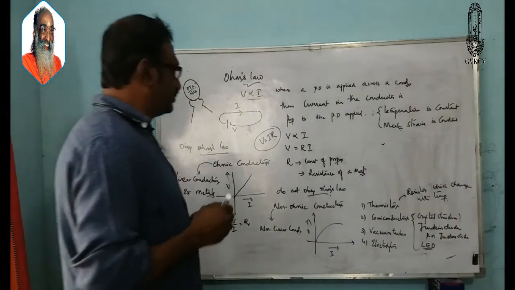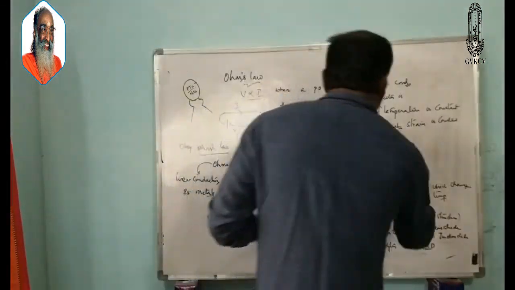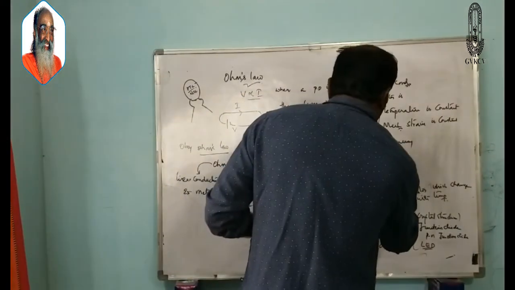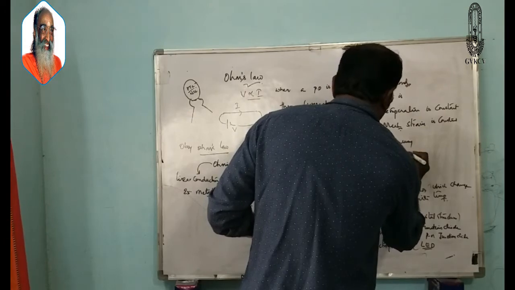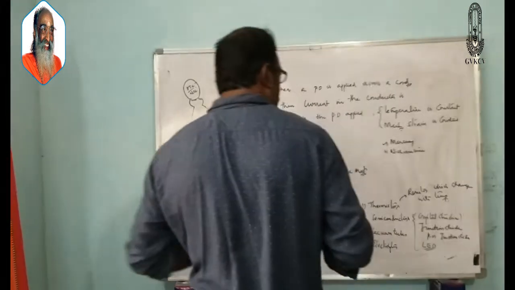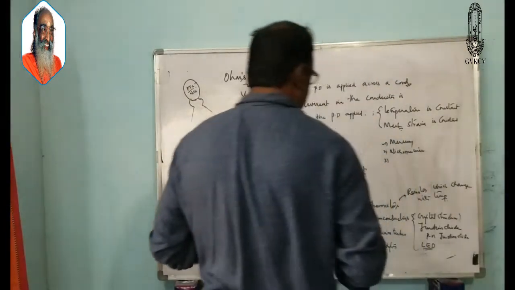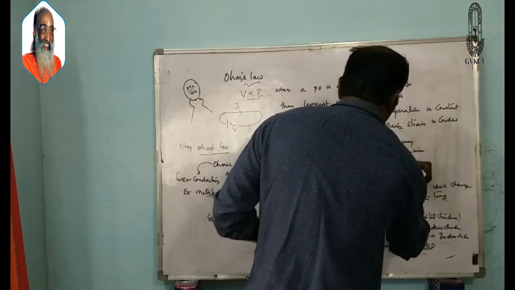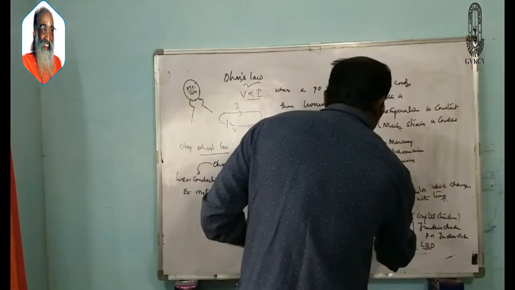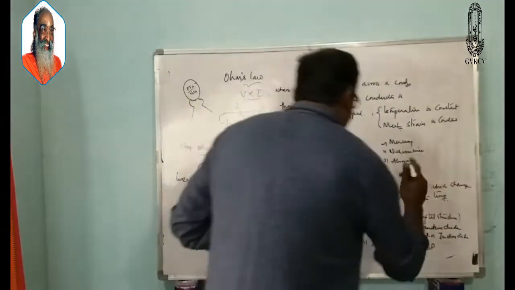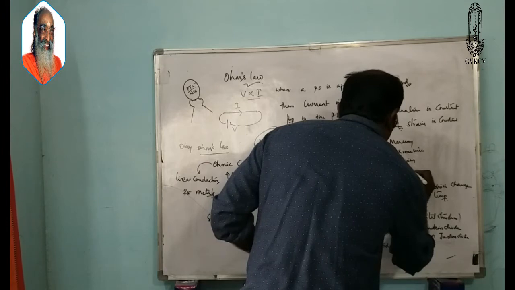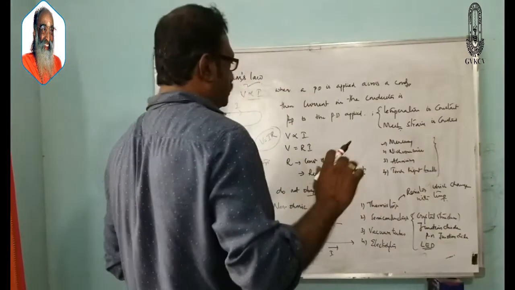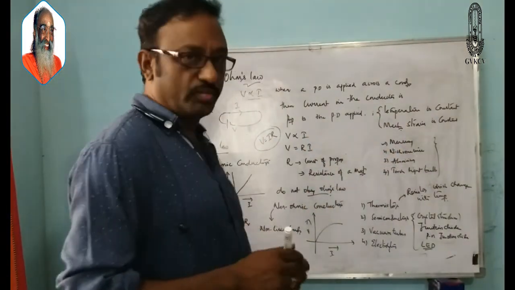And here is a question for you. Suppose you are given mercury and nichrome wire, and next something like aluminium, and a torch light bulb. The question is, among these, which do not obey Ohm's law?